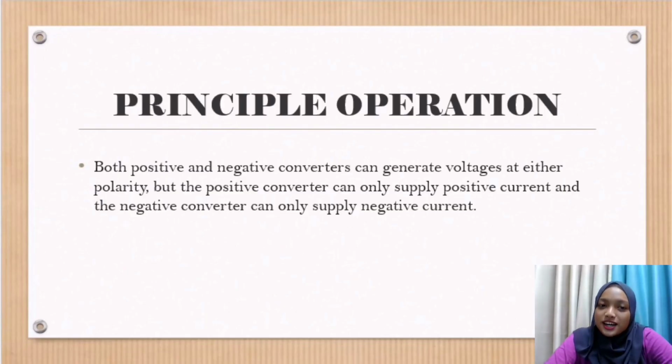For the last slide, the principle of operation. Both positive and negative converters can generate voltage at either polarity, but the positive converter can only supply positive current and the negative converter can only supply negative current.